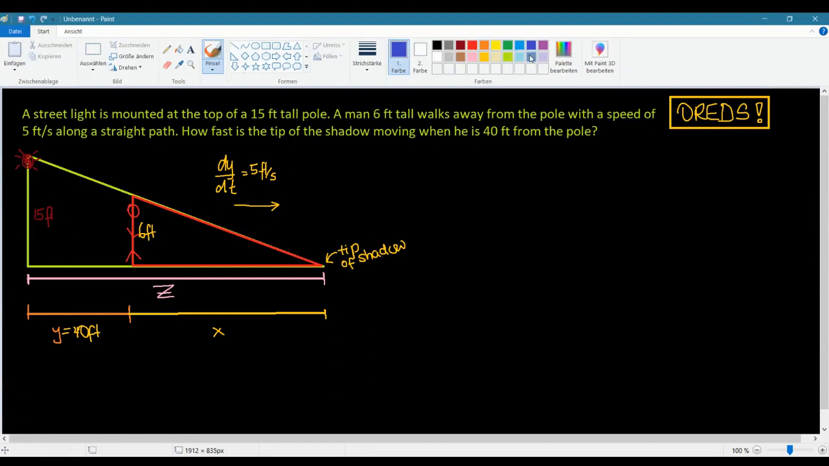So what do we need to find? Well, this says, how fast is the tip of the shadow moving when he's 40 feet away from the pole? He's 40 feet away from the pole right now. So how fast is the tip of his shadow right here moving? For that, we need the change in this entire length over the change in time, which means that what we're trying to find is the change in z over the change in time, dz by dt. Now note that there's a variable mismatch here, so we are going to need to apply the chain rule later on. But we're not there yet.